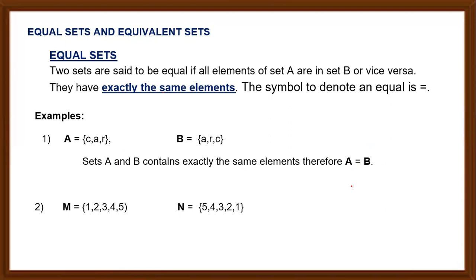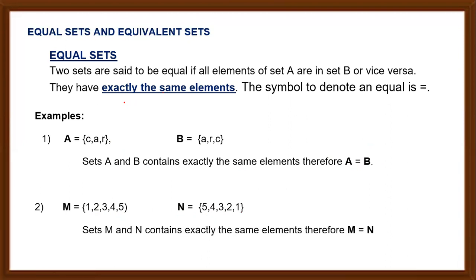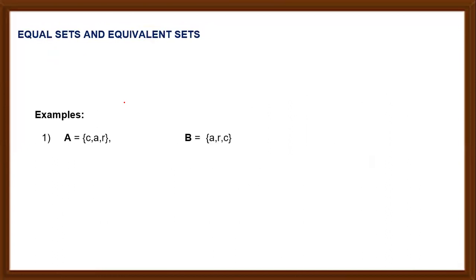Let's have number 2. You're going to observe. Set M, we have the elements 1, 2, 3, 4, 5, while set N, the elements are 5, 4, 3, 2, 1. Kung mapapansin natin, lagi mong tatanungin sa sarili natin, no? Are they exactly the same elements? If that is yes, understood, set M and N contains exactly the same elements. Therefore, we can say that set M is equal to set N. Parehas po kasi ang elements nila.